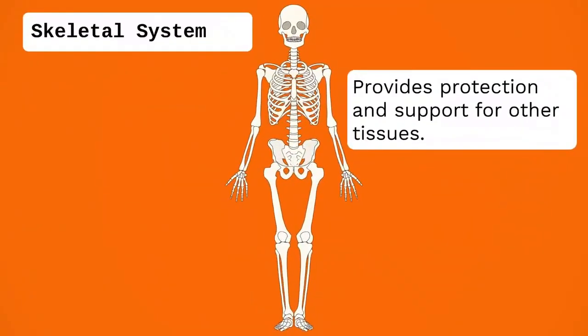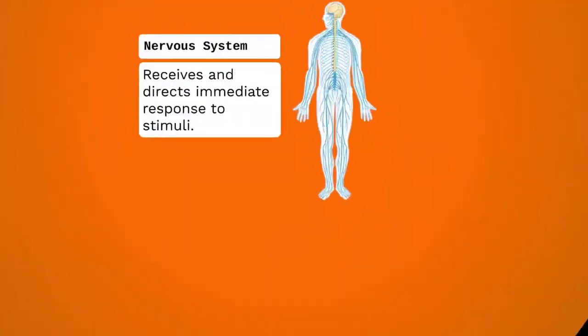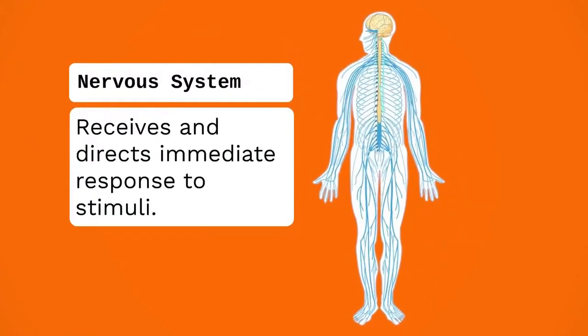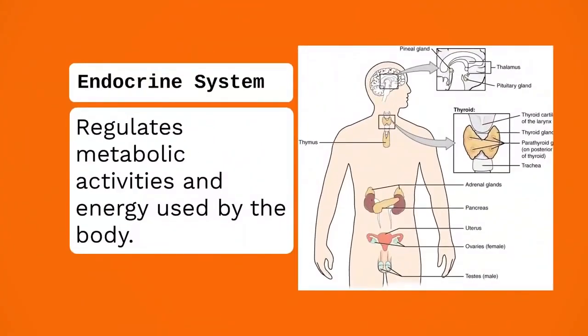Our skeletal system provides protection and support for other tissues. Our muscular system provides movement to the body. Our nervous system receives and directs immediate response to stimuli. And lastly, our endocrine system regulates metabolic activities and energy used by the body.